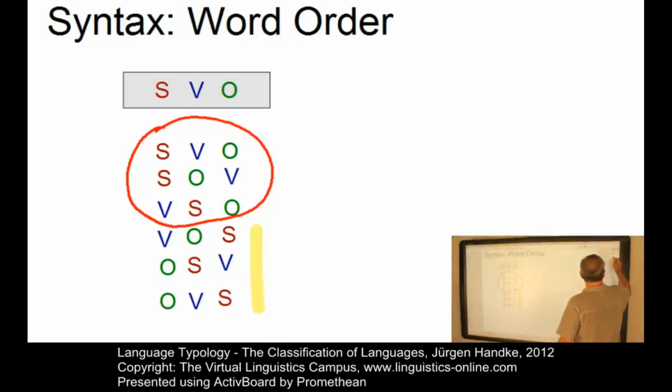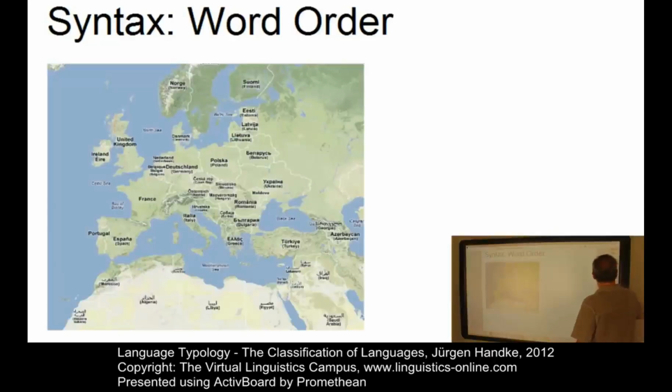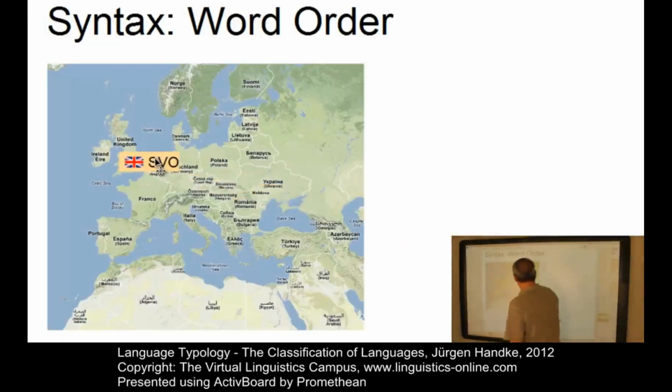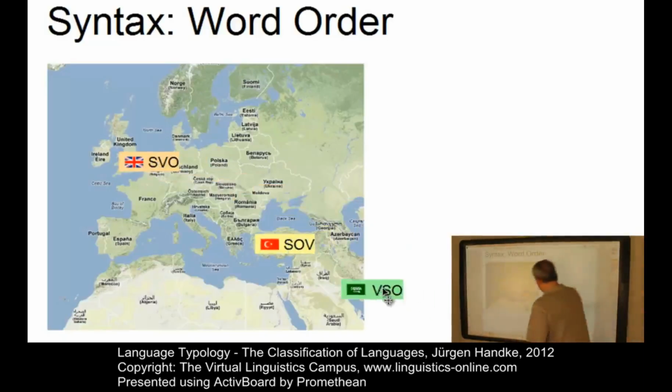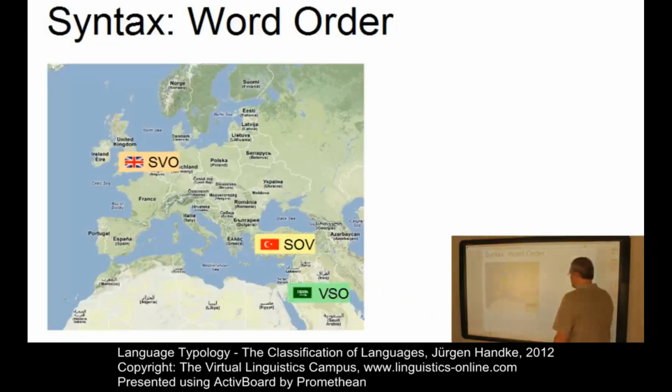Let us illustrate this with some languages. For example, English is a typical SVO language. Turkish is an example of an SOV language. And Arabic is an example of a VSO language. So these are the three main types, and in fact the vast majority of the languages of the world use any of these three types of word order.